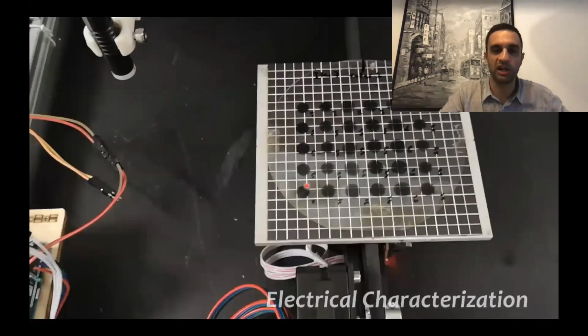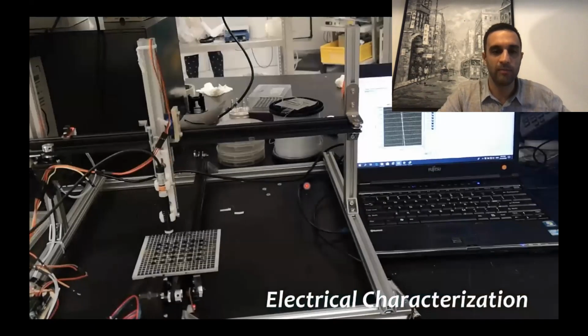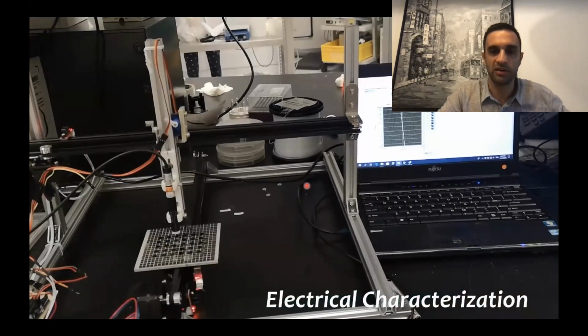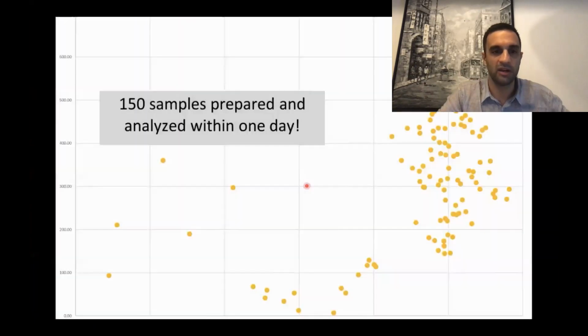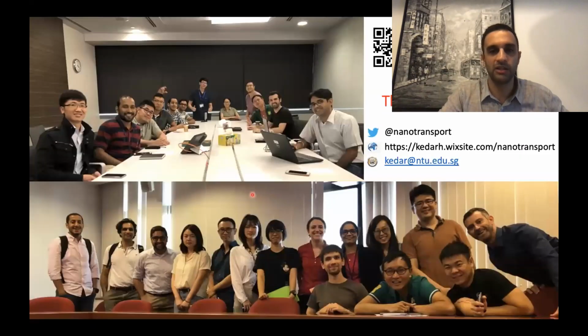Hopefully there'll be a robot shuttling this in the future, but you bring it to the four-point probe system and you can measure the electrical conductivities as you can see here. This is done through the team in A-Star. And we can do 150 samples, prepare and analyze within a day. So with that little snippet, I'll stop.